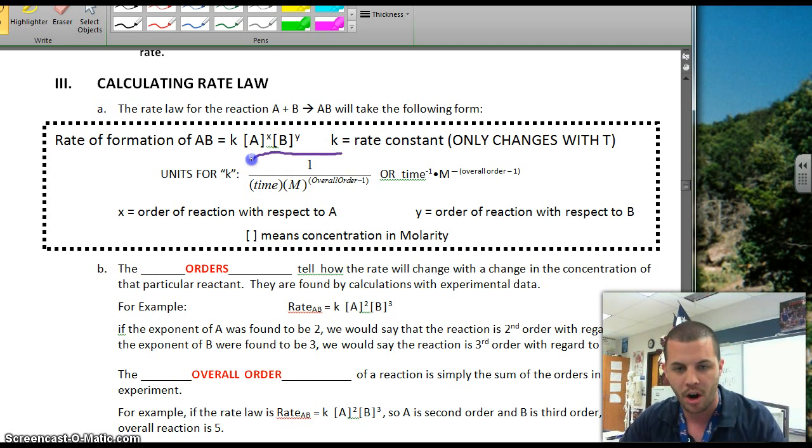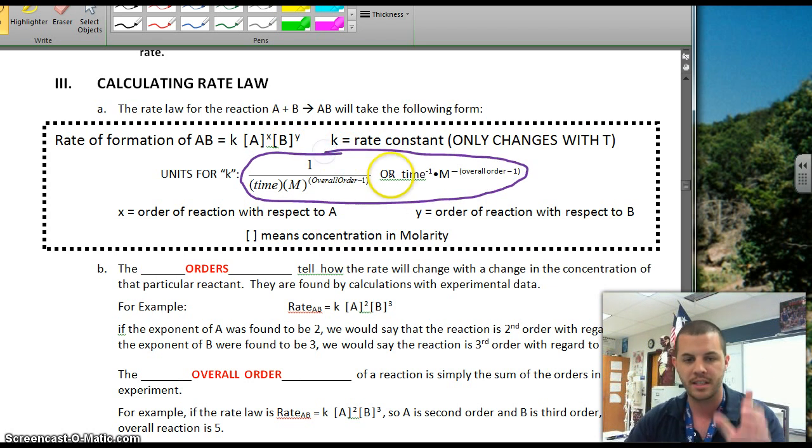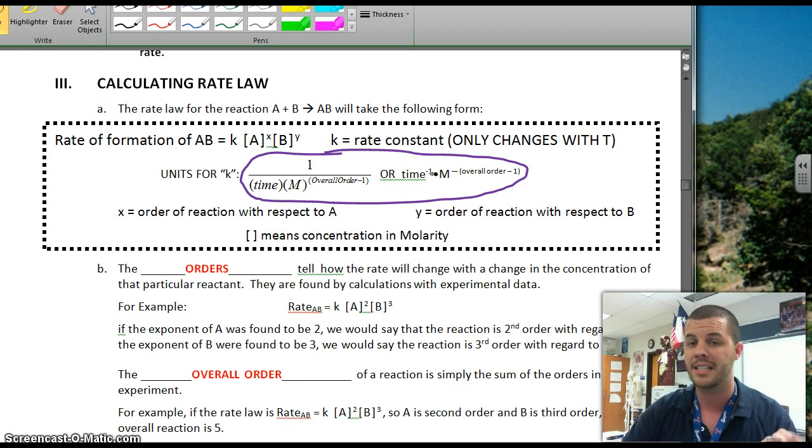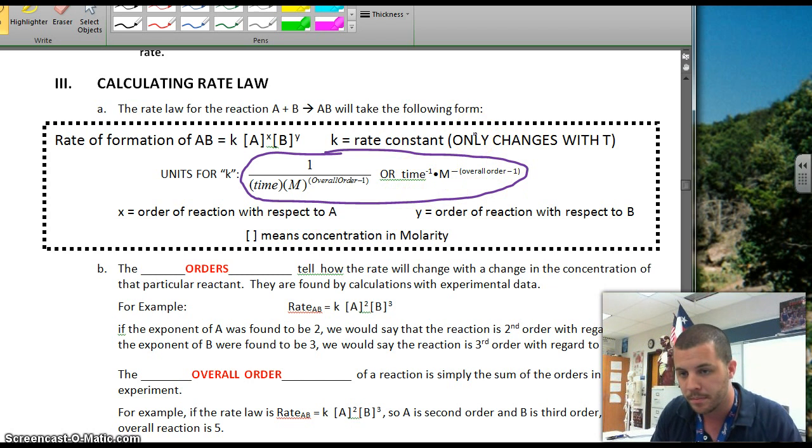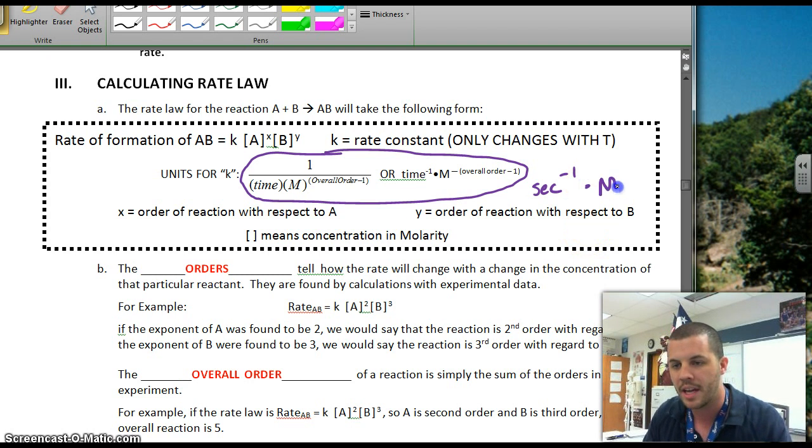Okay, and the units are this. It's this crazy looking weird formula, which is this unit for K. Okay, the unit is time to the -1. Now, what do I mean by time? I mean, are we talking about seconds? Are we talking about minutes, hours, days, years, whatever, okay? The time, let's say we're dealing with seconds. So you would write literally seconds to the -1 times the molarity to the negative overall order -1. What's an overall order? That's what we're going to talk about next, okay?